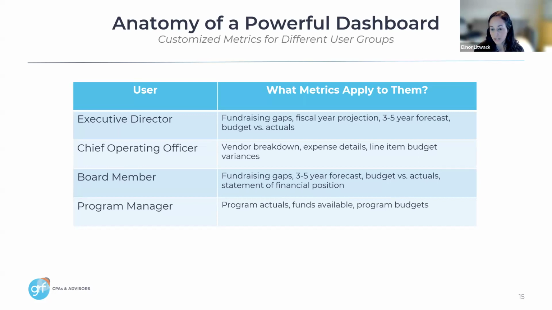A COO might have a different viewpoint where they want to see facilities in detail or vendor breakdowns, budget versus actual variances on a detail level. So their dashboard might look a little different. Board member dashboard, probably similar to that executive director one, but they're looking ahead at longer term forecasts.